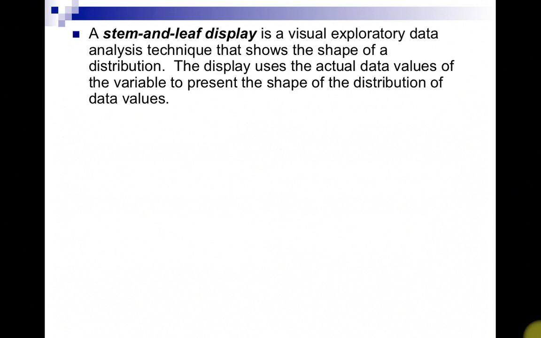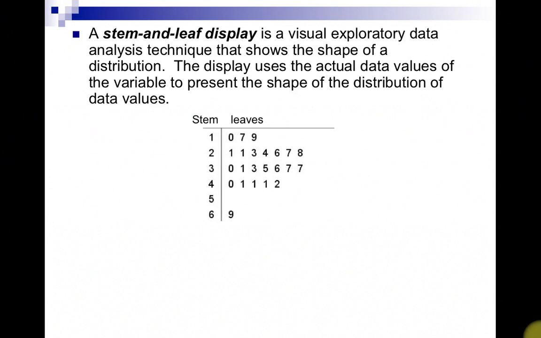A stem and leaf display is a visual, exploratory data analysis technique that shows the shape of a distribution. The display uses the actual data values of the variable to present the shape of the distribution of data values. Here's an example of a stem and leaf display. We have this portion of the display called stem, and we have this portion called leaves. In this example, the stem begins at 1 and ends at 6, and the leaves are labeled to the right of each stem. How do we read this thing?